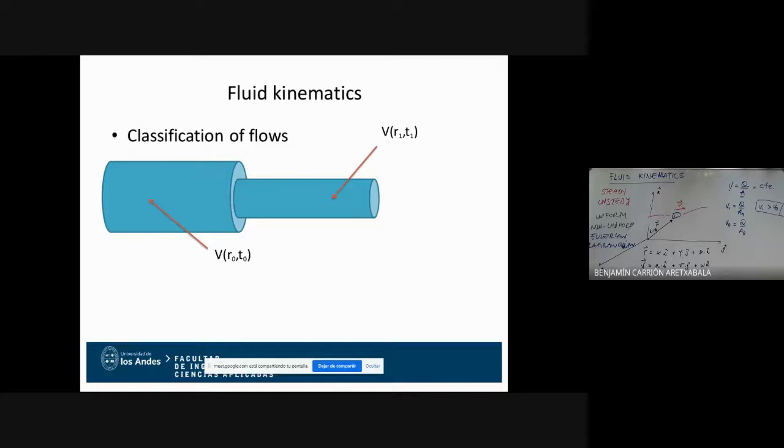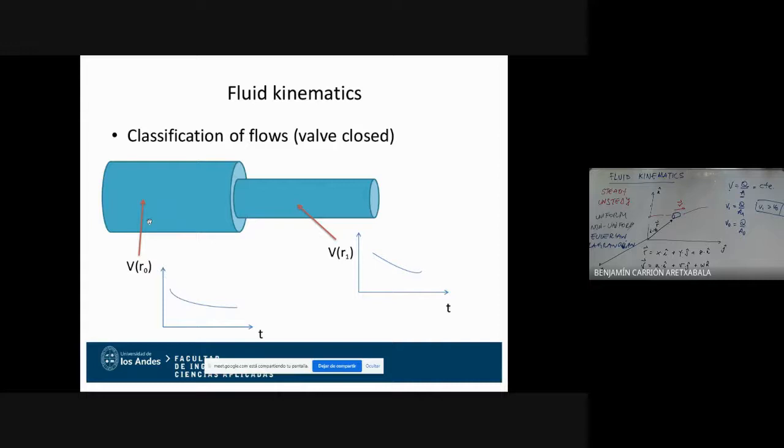And if you shut down your valve or you close your flow, then the velocities start to decrease over time. So in that case, it's unsteady, but it is still non-uniform because the velocity is not the same everywhere. Okay, I hope that makes it clear. Excellent. Any other questions before we move on? Okay, moving on.